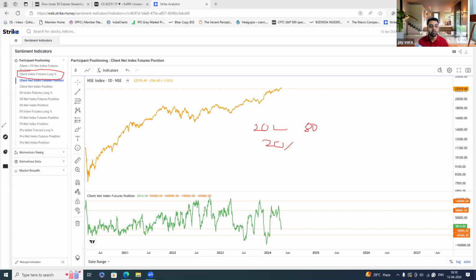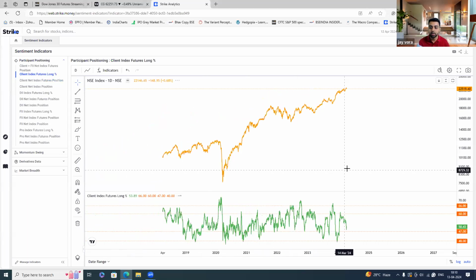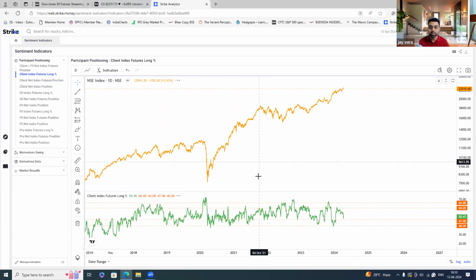Sometimes what we have observed is that the absolute figure can breach its boundary, but that's where long percentage comes into play. And typically, we have observed a range like, say, 70 on the upside and 20 on the downside. Whenever these two ranges come, that's where they turn out to be extreme in the short term and the medium term. So first I will just run you through the long percentage position. Over here, all the similar things that we have done for client, DII, FII, and prop.